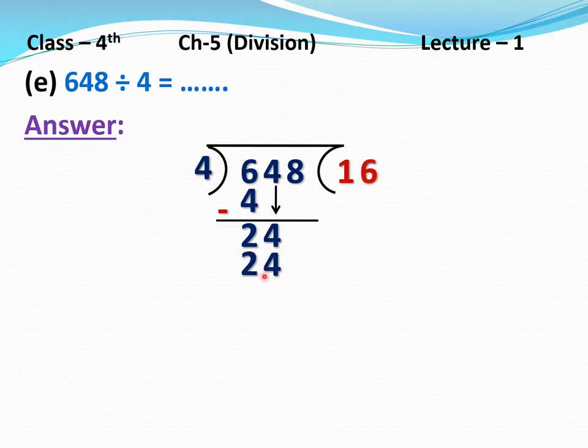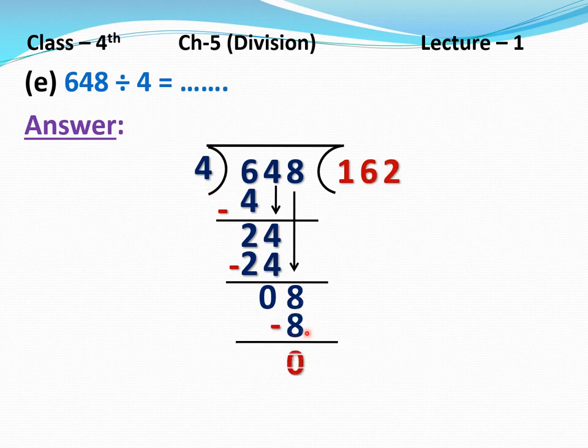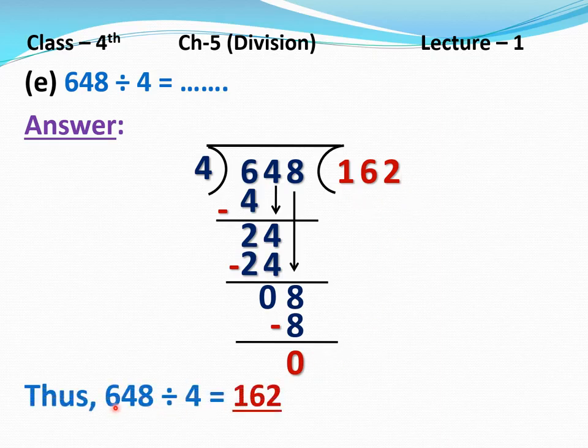Write 6 here and write 24 here. Now we will do subtraction. 4 minus 4, 0. Write 0 here. 2 minus 2, 0. Write 0 here. Now take next number, that is 8. Multiply 4 multiply 2 equal to 8. Now we will do subtraction. 8 minus 8, 0. Write 0 here. Quotient is 162 and remainder is 0. Write down. Thus, 648 divide 4 equal to 162. Clear?